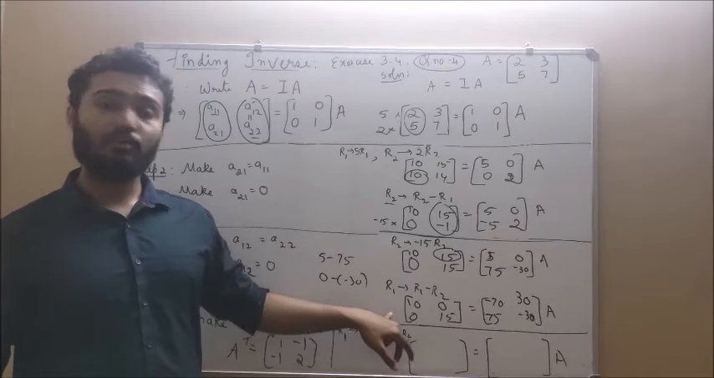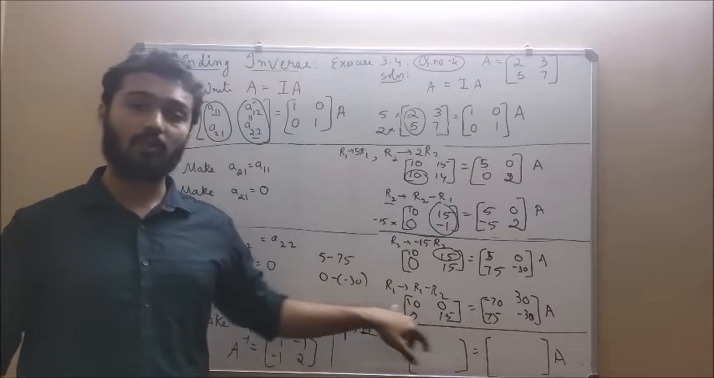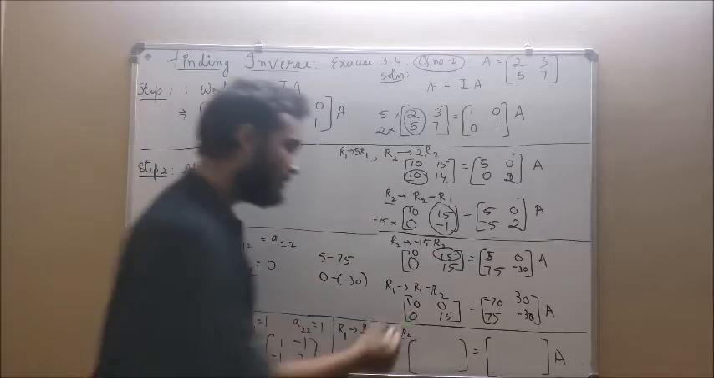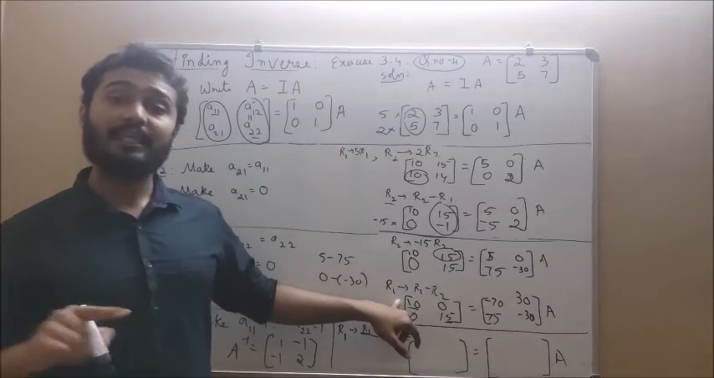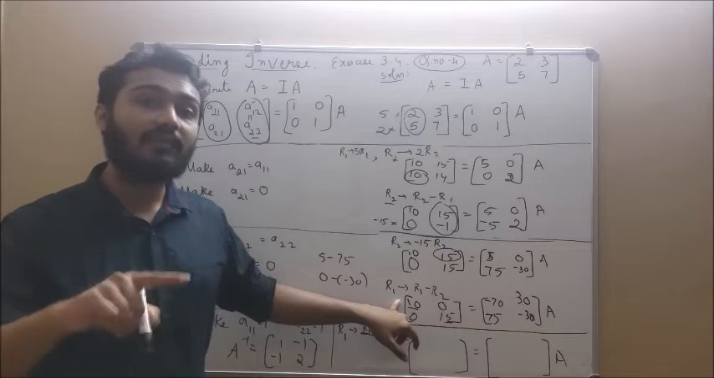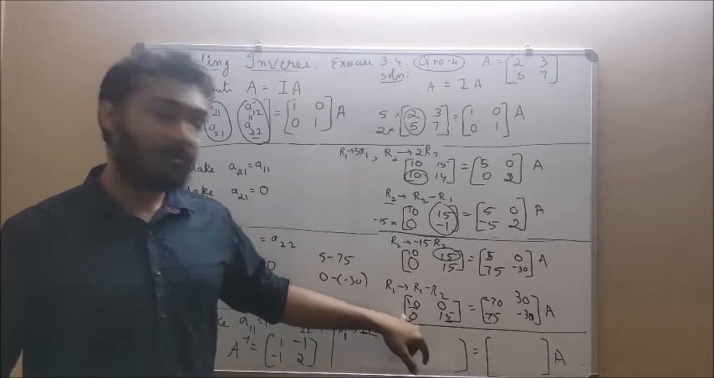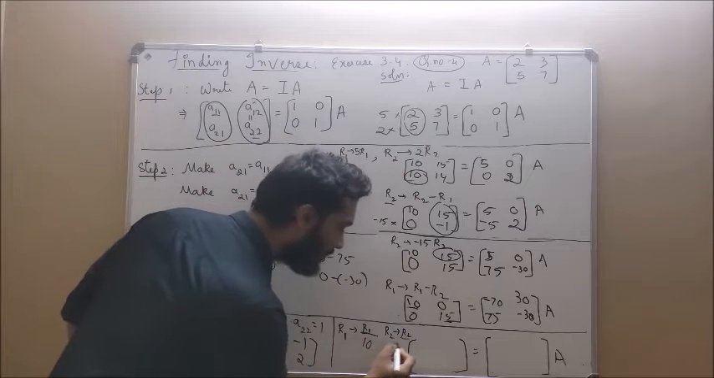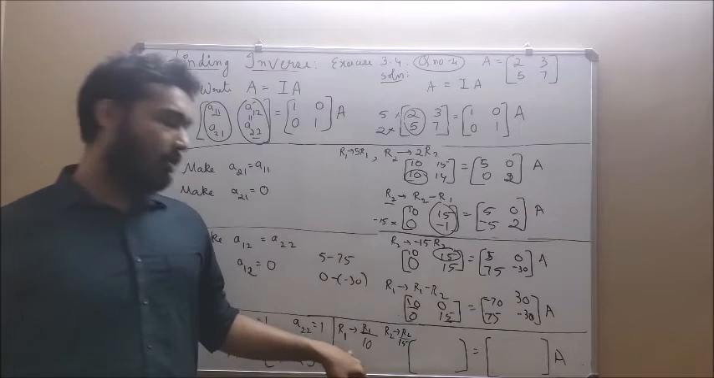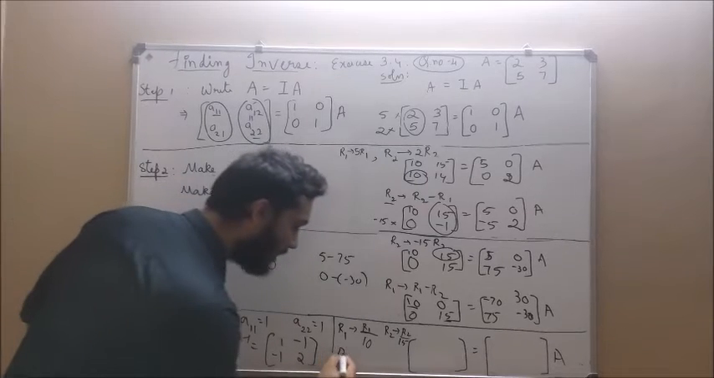Next we have to make this as 1, this as 1. How to make this one? We divide by 10. So R1 we divide by 10, R2 we divide by 15. So R1 divided by 10, R2 divided by 15.